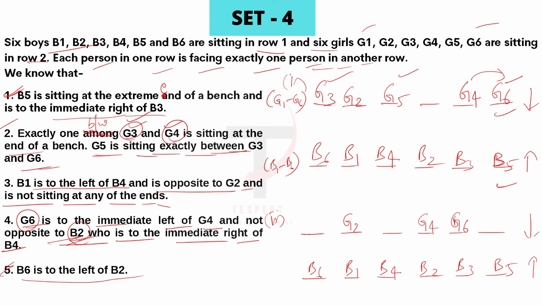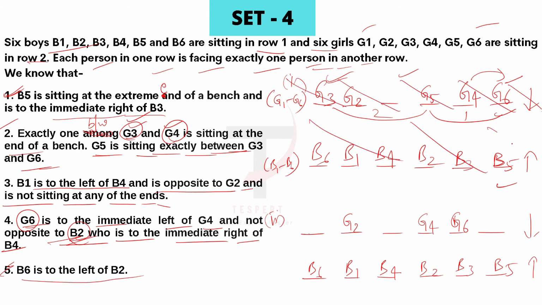Now if I place G5 here, then the spaces between G5 and G3 are 2 and the spaces between G5 and G6 are 1. So in this case also G5 is not exactly in between G3 and G6, which means the first case is absolutely ruled out. Alright, let us take the second case. This must work out.